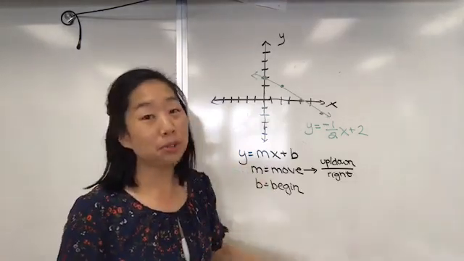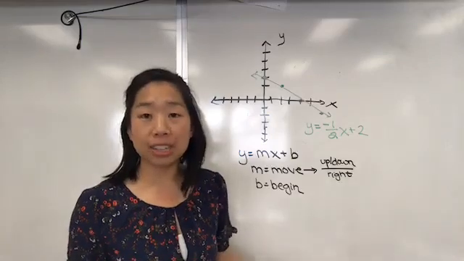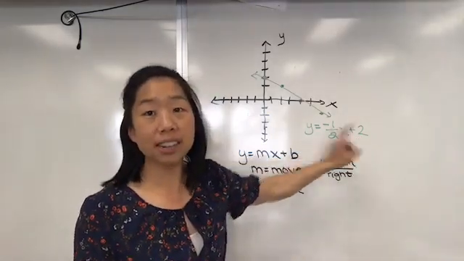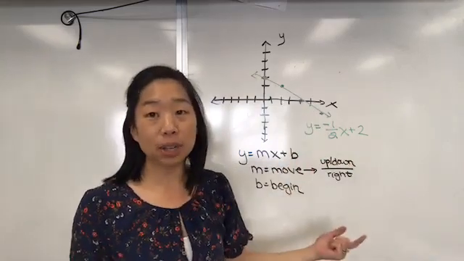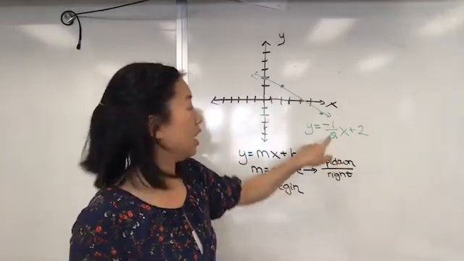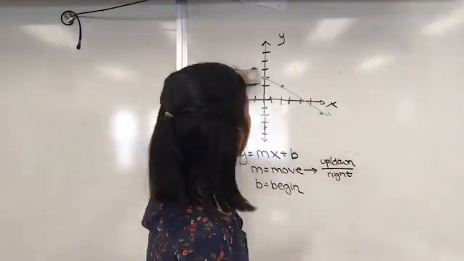So M for move, B for begin. So anytime you give them an equation that's already in slope-intercept form, they know, okay, I look at the y-intercept, that's where I begin, and then I look at the slope, and that's going to tell me which way to move. And this is a negative number, so I move down, and your denominator always tells you to move to the right. So let's do another one.